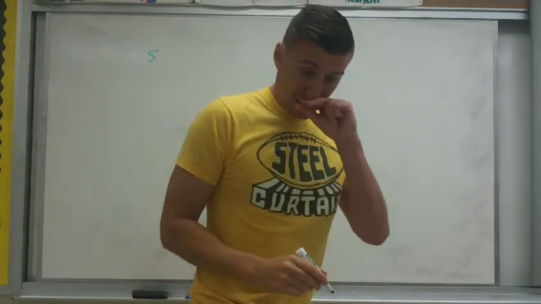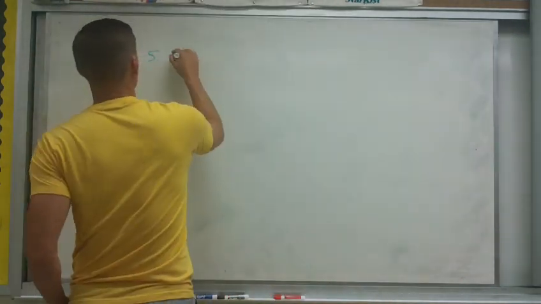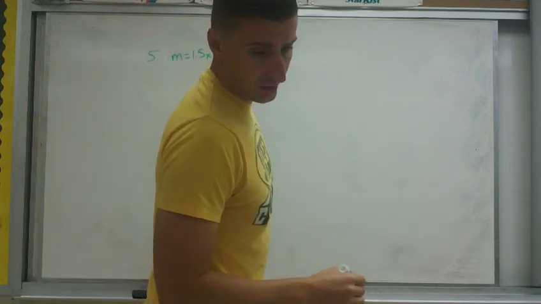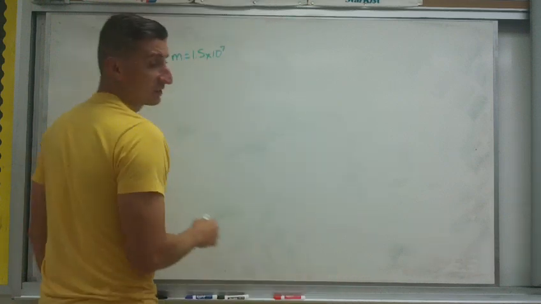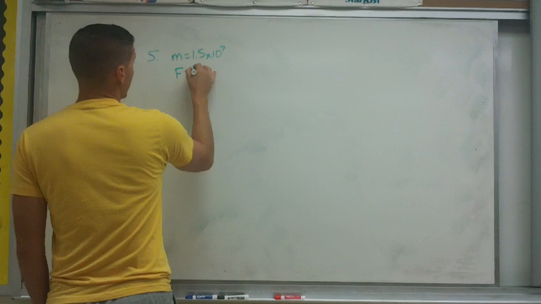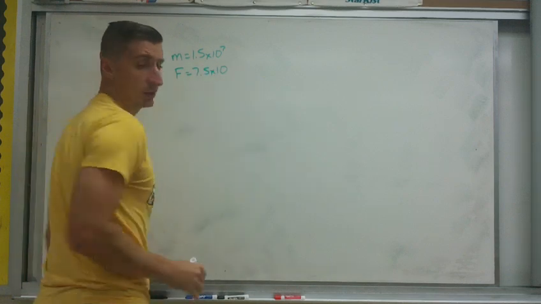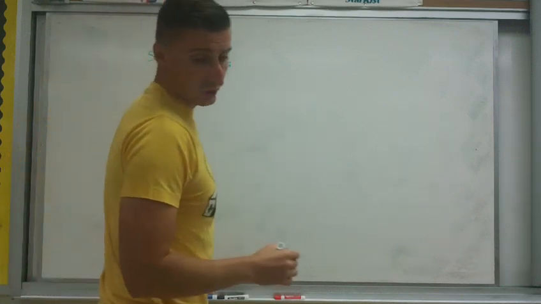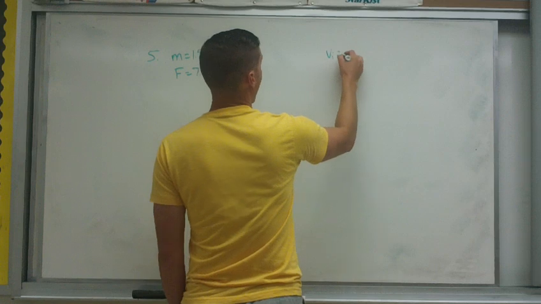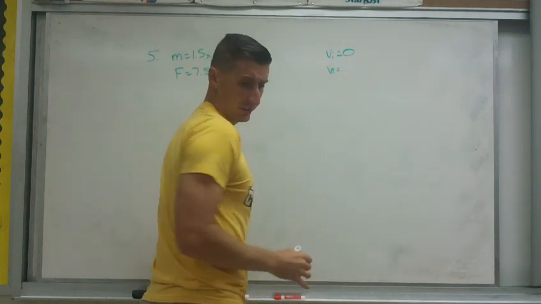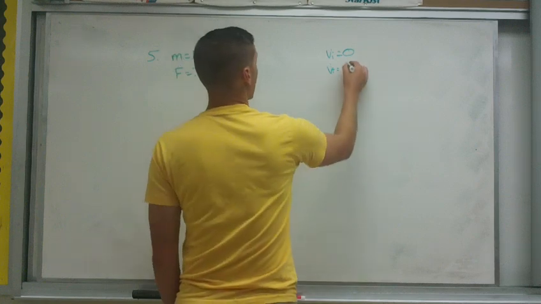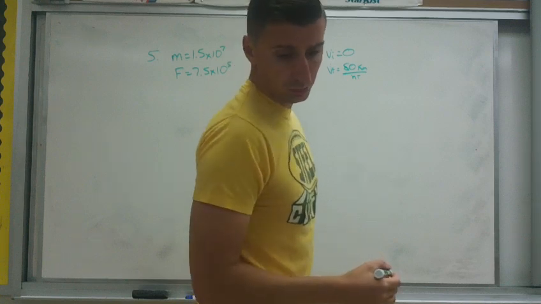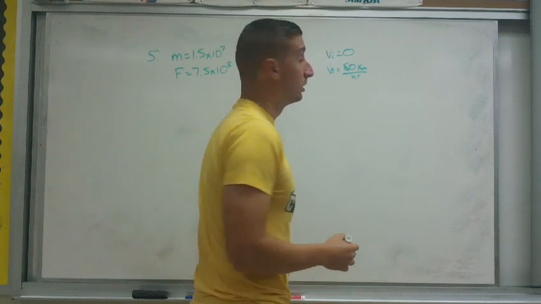Five. All right? So it has a mass of 1.5 times 10 to the 7th. It has a force of 7.5 times 10 to the 5th. We know that it starts from rest. VI is 0. VF is 80 kilometers per hour. We want to know time, how long.